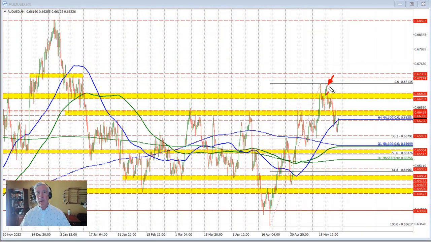I'm going to take a look at the Aussie versus US dollar. Today's date is May 24th, 2024. Let's get started. Well, it's Friday. We're heading into a three-day weekend, and it's always good to take a look at what happened this week.